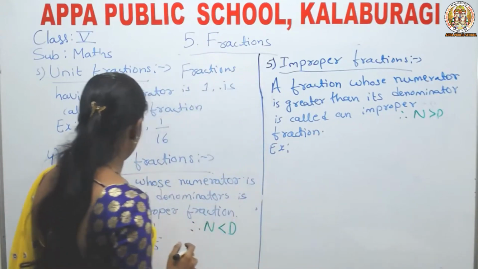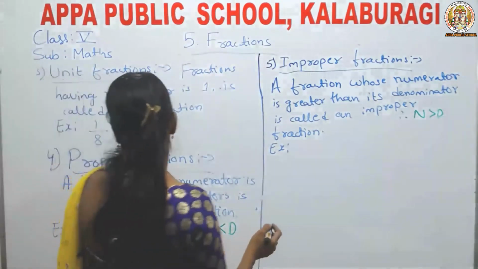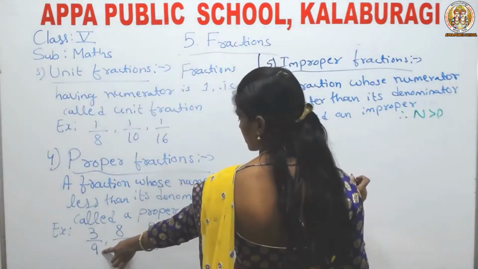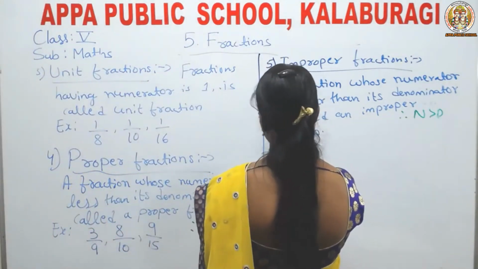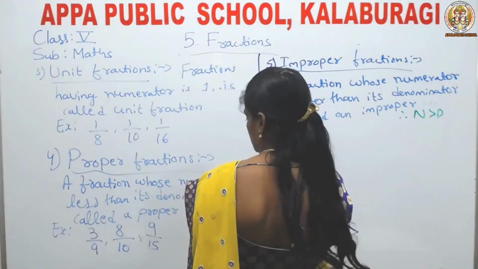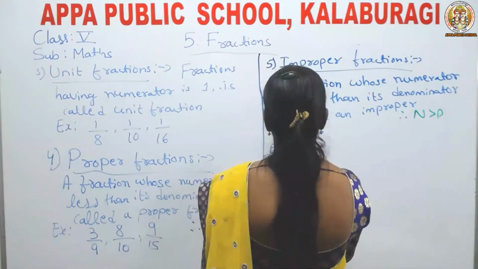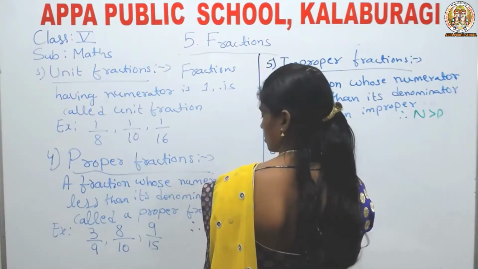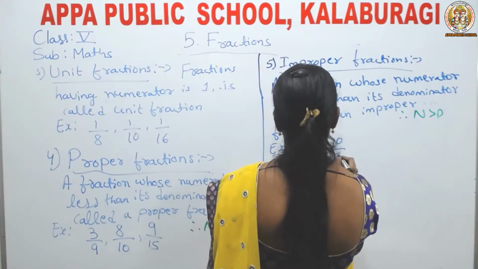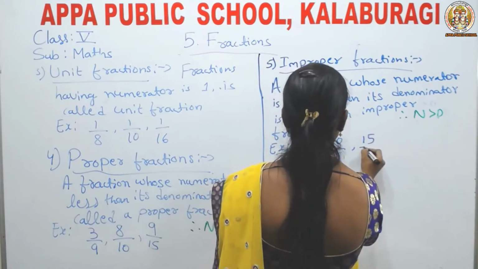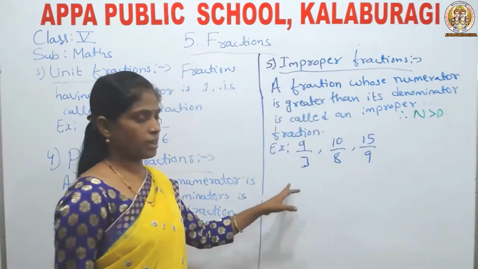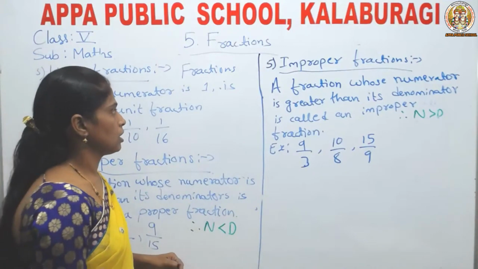Example: here the numerator is less than the denominator, and here the numerator is greater than the denominator. That is 9 by 3, 10 by 8 and 15 by 9. These are examples of improper fractions.